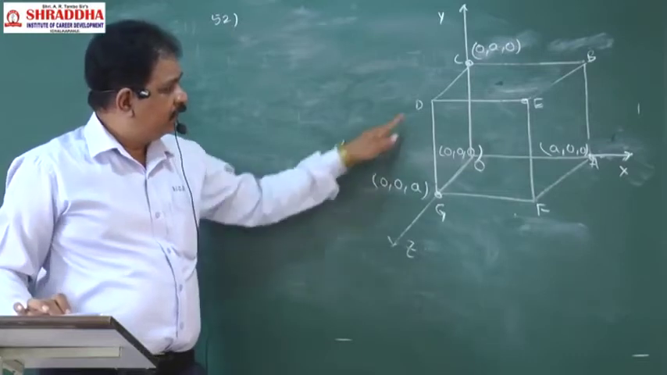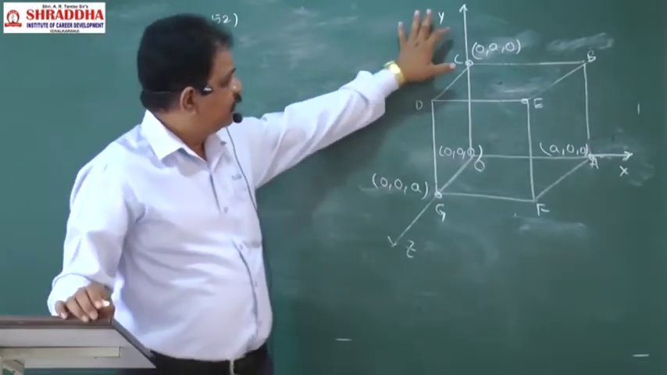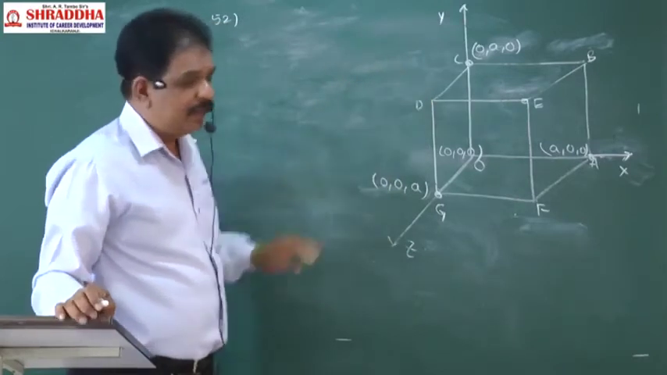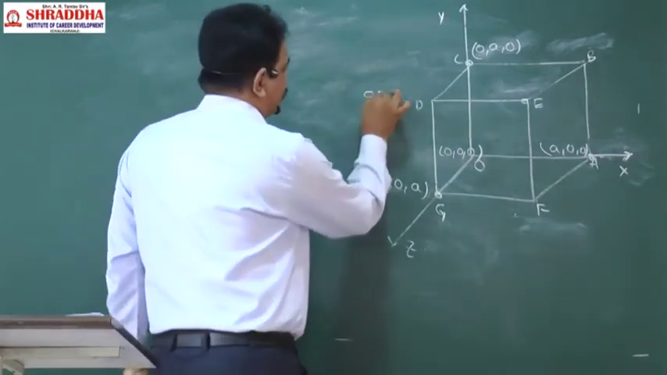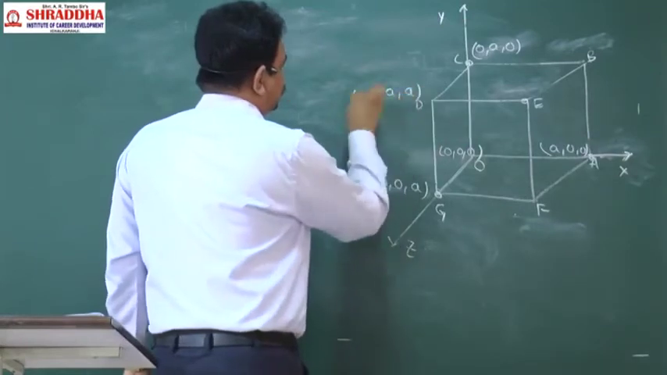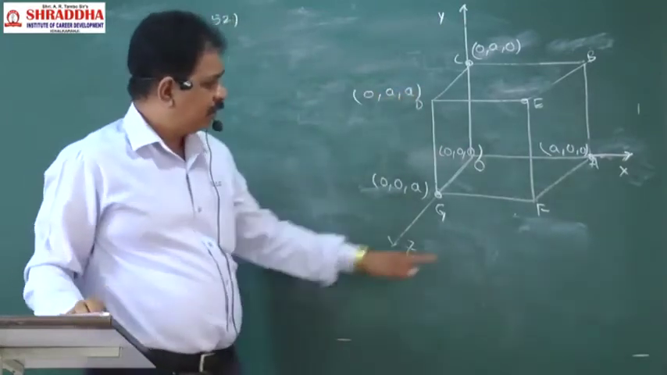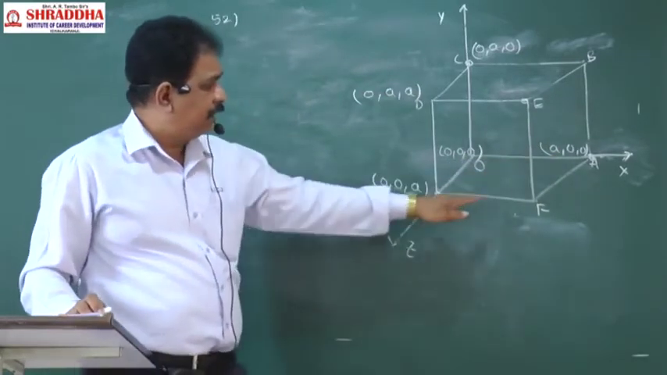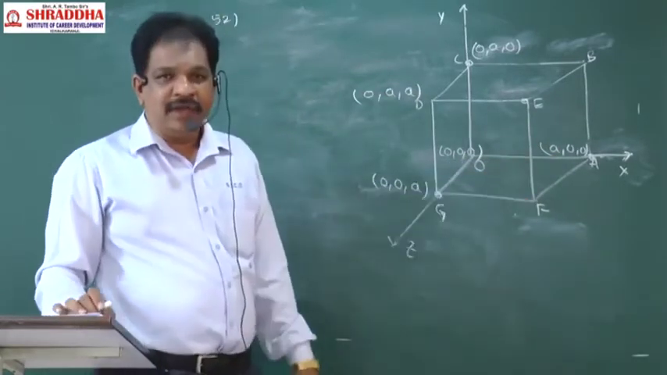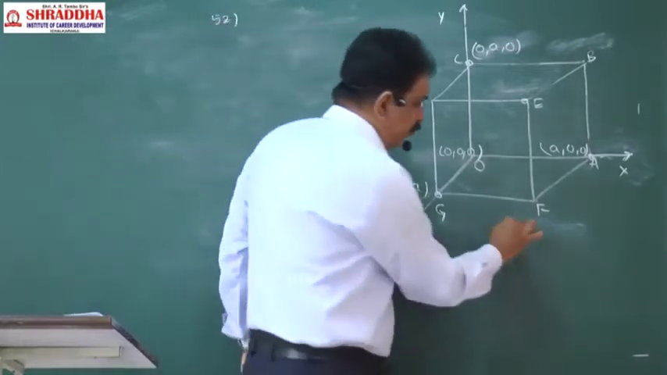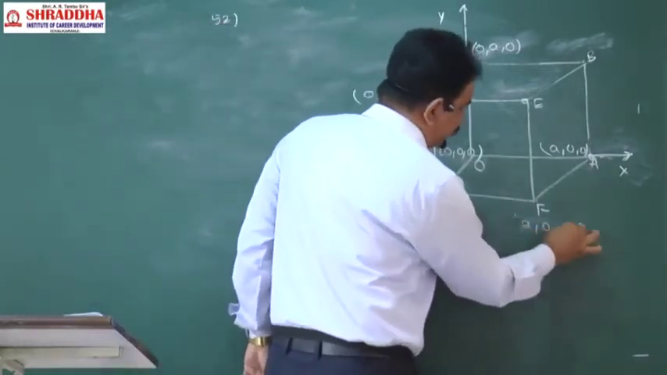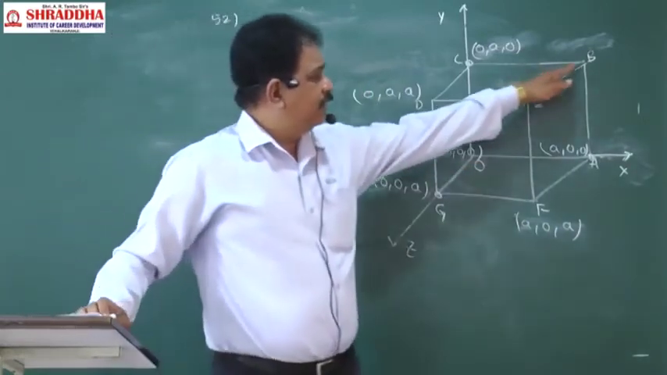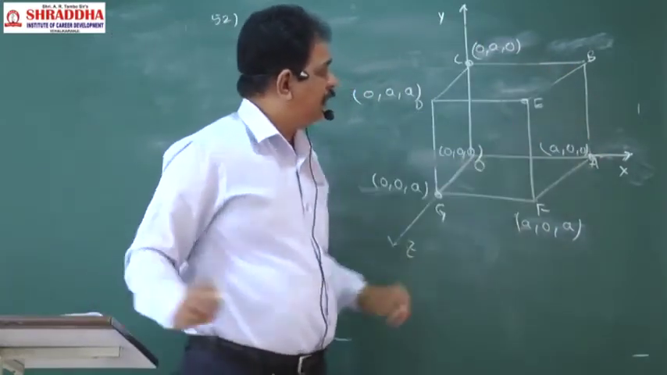Next, if this point is in the yz plane, x we have to take as 0, so the yz coordinates are 0, a. This point is in the xz plane, so for xz you have to take a, and y you have to take 0: a, 0, a.